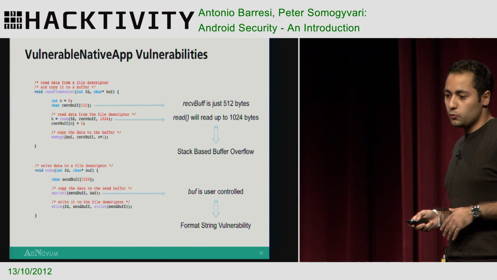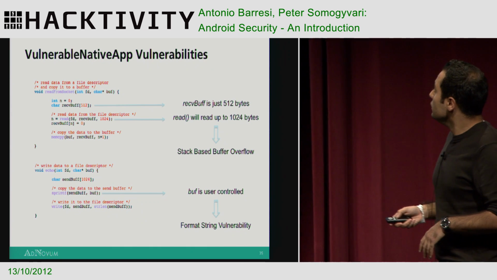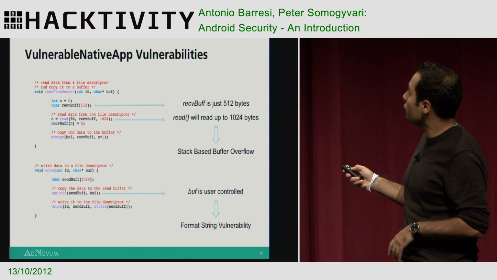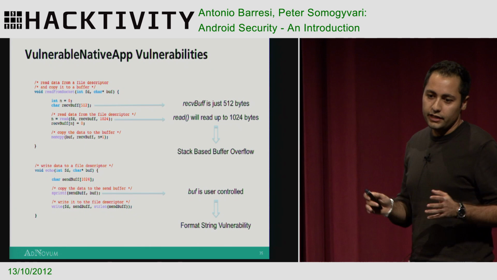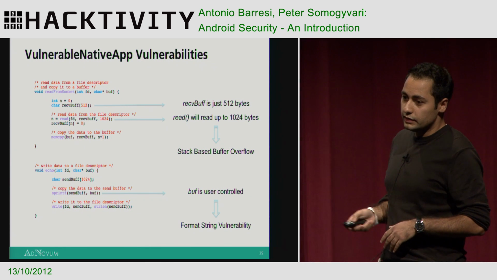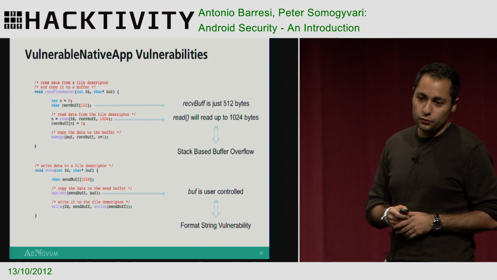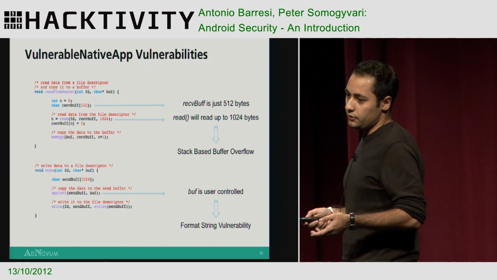If you look at the code more closely, you will notice some things. First of all, it reads 1024 bytes into a buffer that is just 512 bytes big. That's the classical case of a stack-based buffer overflow. And the echo function itself uses sprintf and takes whatever the user sends. So we have a format string vulnerability there.